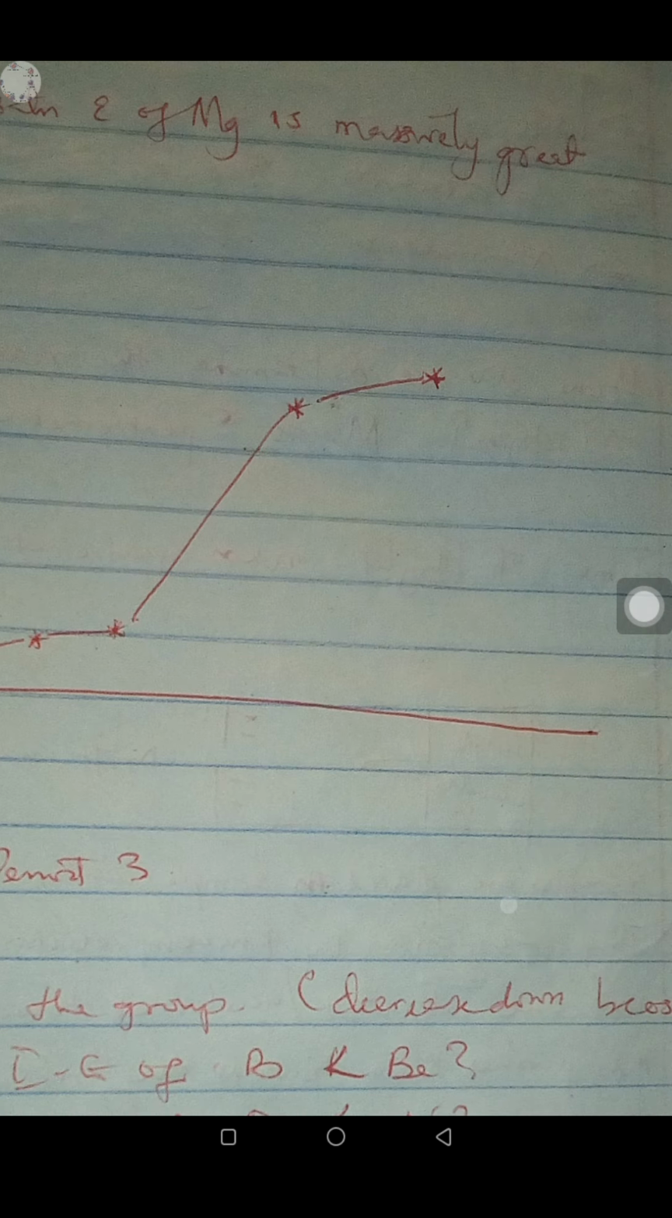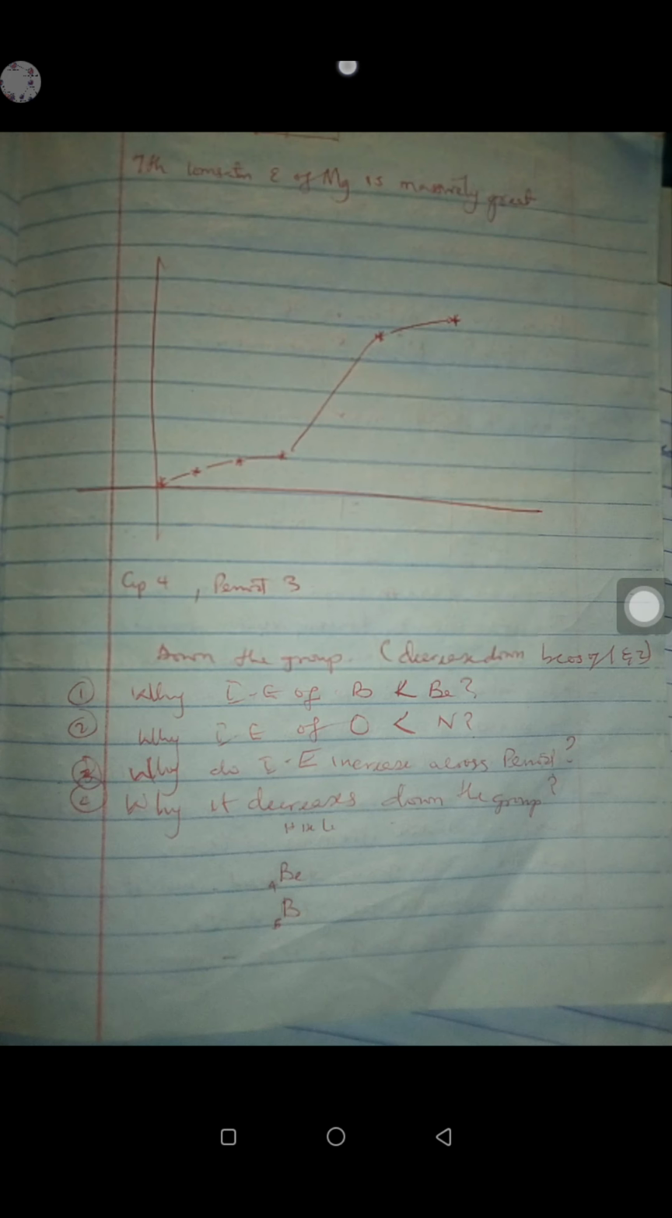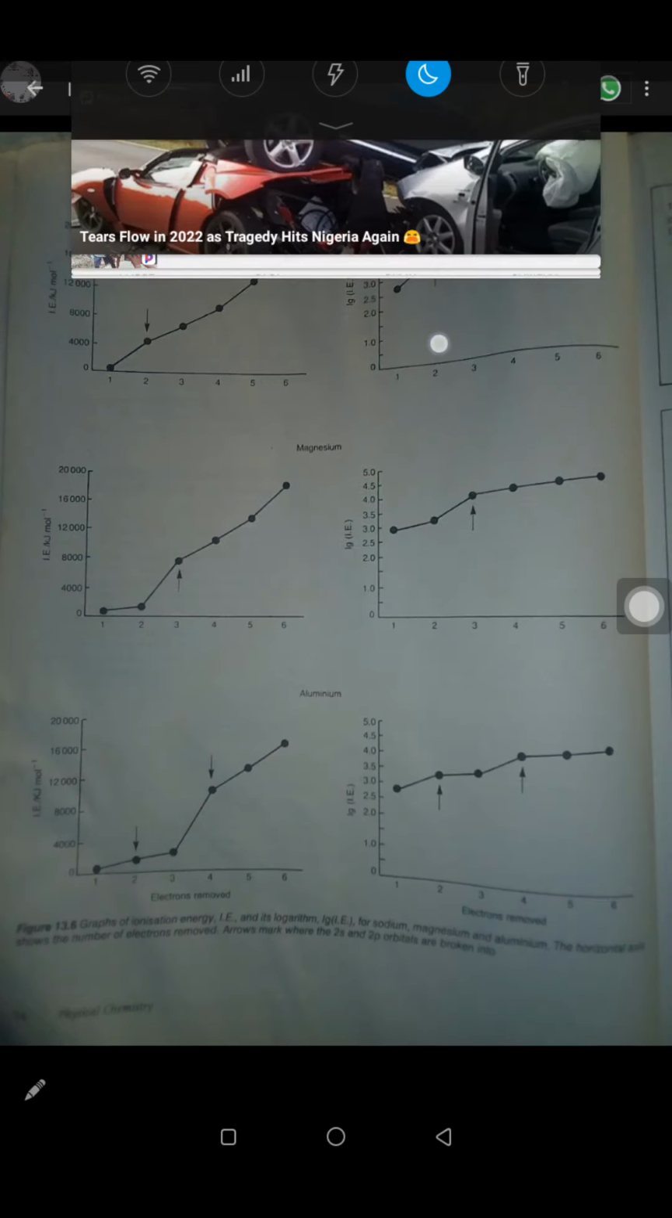Now let's try to check another one. Let's try to check another one, predict the kind of element it is. Okay, where is that one? No, not this one. Okay. Now this. Now we want to predict. Although they wrote the element, I want us to show that if we have this kind of graph, we can predict the kind of element it is. Now in this case, they make it easy for you because they already put the arrow to show the points where the shells end.